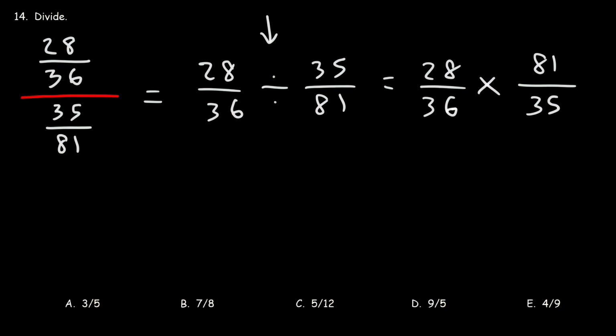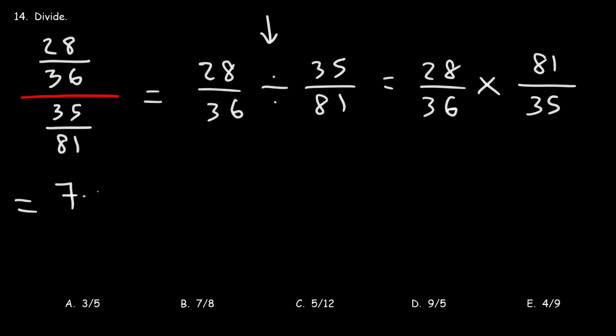81 over 35. Now, when multiplying fractions, we can multiply across. But if we do that, we're going to get a very big number, and then we're going to have to simplify that big number, which is just going to be a lot of work. So instead of doing it that way, it's best to take the large numbers and break them down to smaller numbers.